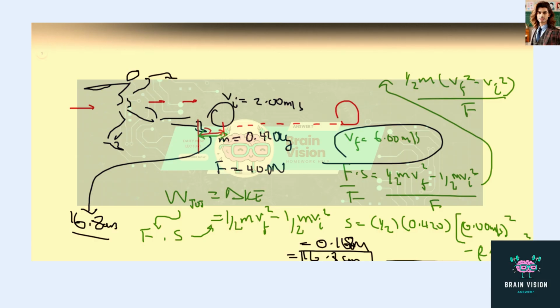We have a player kicking the ball with an initial velocity. We don't know what distance he has to move so that the ball has a final velocity of 6 meters per second. But in the process, we know the force is 40 newtons. We use the work energy theorem: change in kinetic energy equals the total work done. Remember, work is force times displacement. And so if you simplify that and solve for the displacement s, you're going to get 16.8 centimeters.